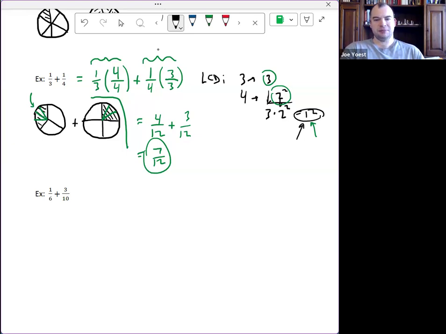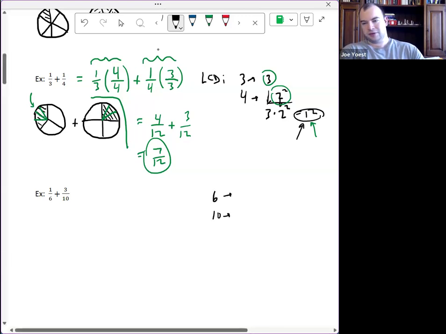Okay, now I have a similar type of situation with 1/6 plus 3/10. My 2 denominators are different. I have 1 slice of pizza that's from a pizza that's cut into 6 slices of size 1/6. And I have 3 slices from a pizza that's cut into 10 slices. How do I make these slices the same size? And then how do I add them together?